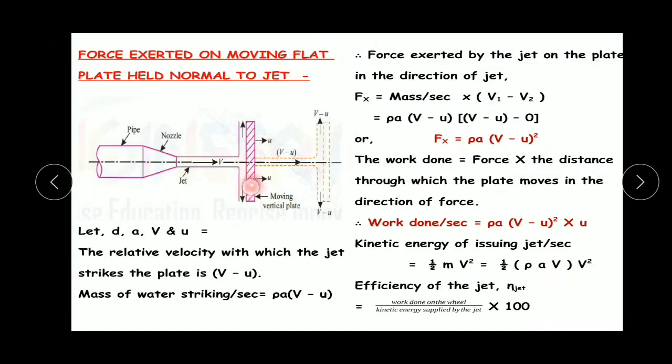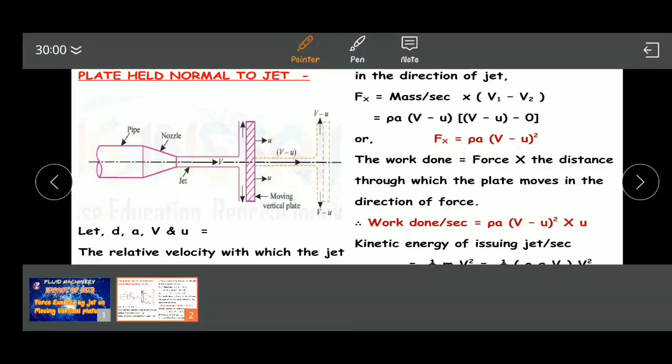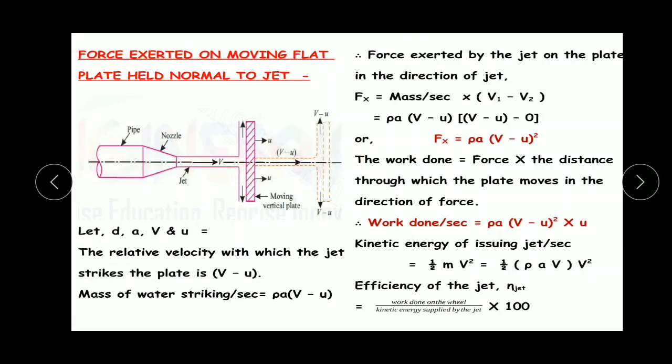This is the flat plate and this is the jet. This is the pipe and this is the nozzle through which a jet of liquid is flowing. This is not a fixed plate. By the striking of the water jet, the plate moves in the direction of the jet at a rate of u meters per second, small u. That means the velocity of the plate after striking is u meters per second, and the velocity of the jet is capital V meters per second.